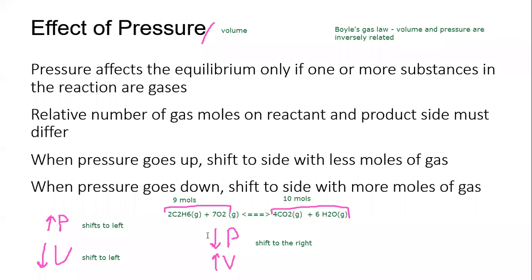And so again, just to recap, the three things we talked about that can stress equilibrium are concentration, removing or adding a reactant or product; changing the temperature, aka adding or removing heat; and affecting the pressure of a system that contains at least one gaseous reactant or product.